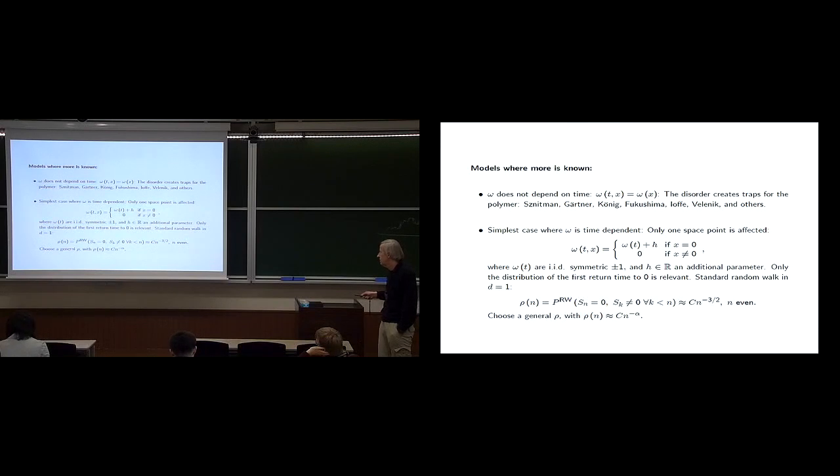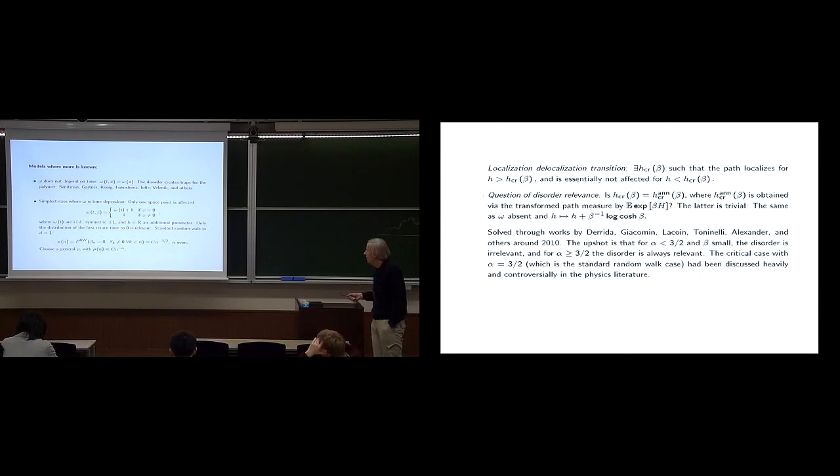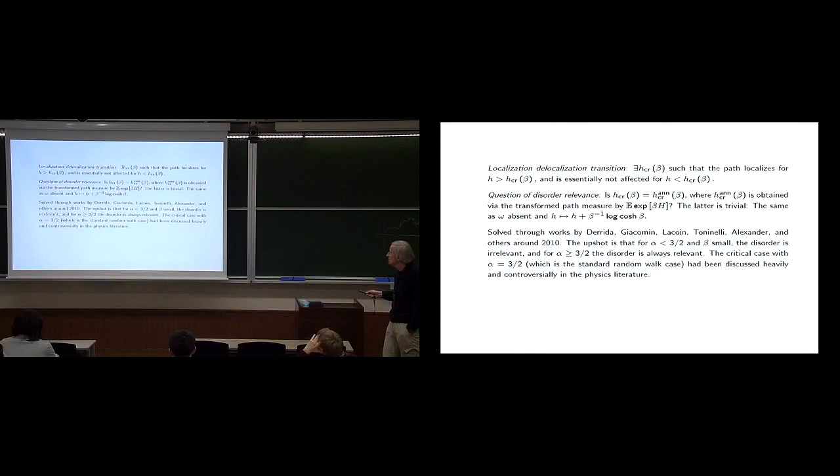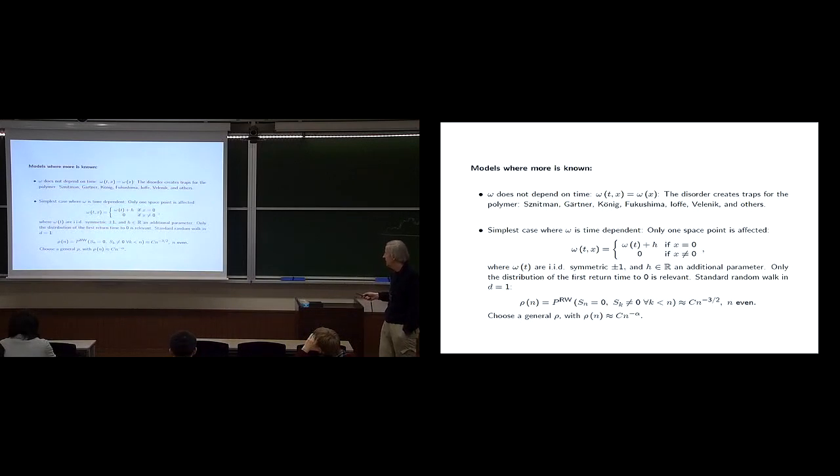But you can choose more general return times to 0. You can just look at the return times to 0 and take an arbitrary probability distribution. That is actually convenient, because something interesting is going on depending on this exponent which is appearing here. What is happening is that you have a localization-delocalization property. That's actually not difficult to prove: if this parameter h is large, then you are essentially attracted to 0.